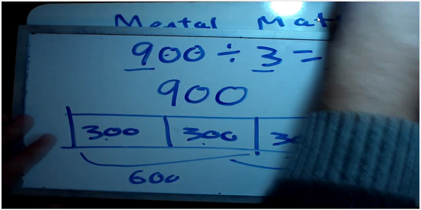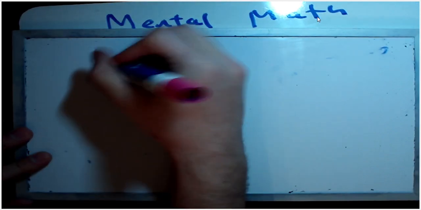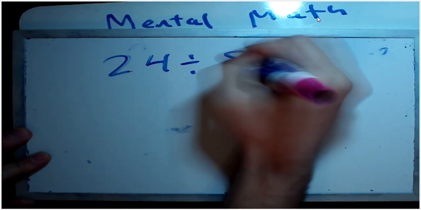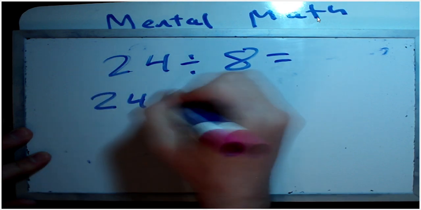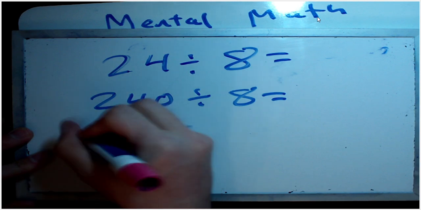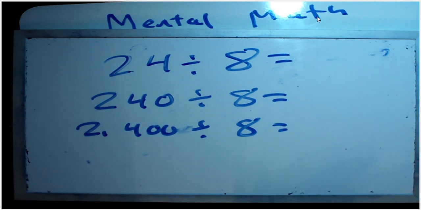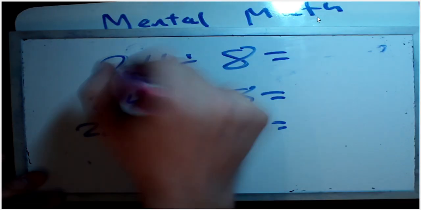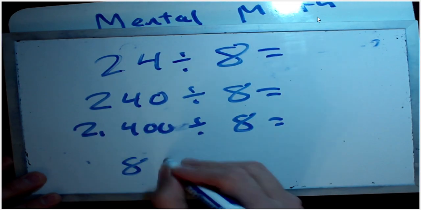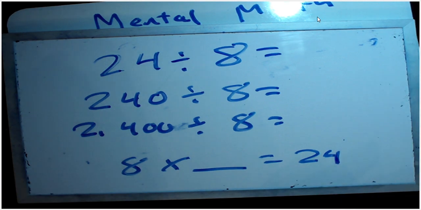Let's look at the pattern this way. Let's do 24 divided by 8, 240 divided by 8, and 2,400 divided by 8. Well, I'm going to solve it using that turnaround fact strategy. I like that instead of drawing pictures. It's more efficient. So I know my basic fact is 24 divided by 8. So I need 8 times some number that equals 24. I can never remember my 8's facts, so I'm going to make my list.